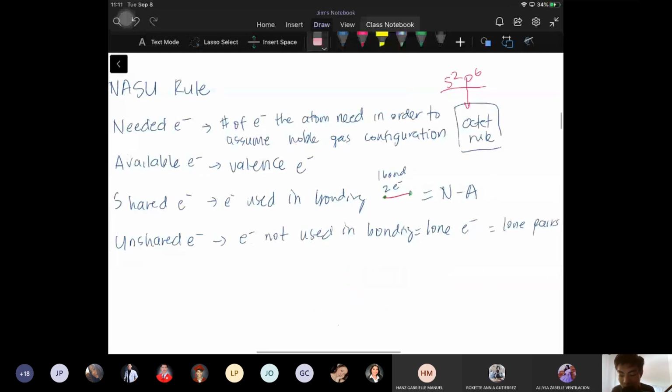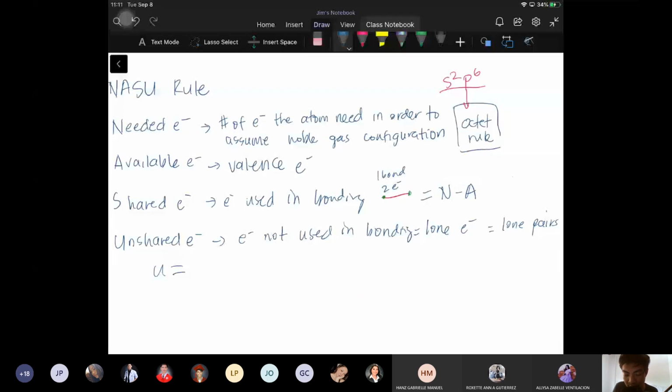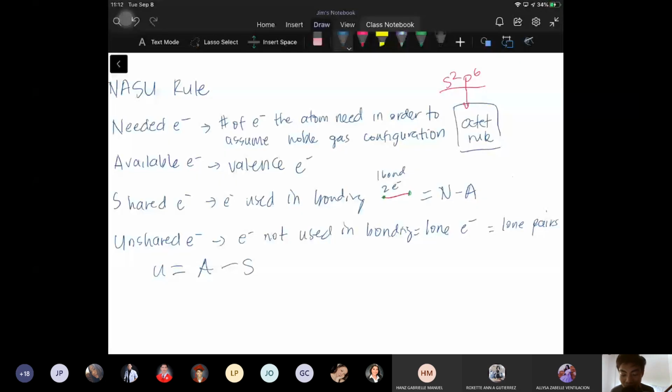So, paano natin malalaman yung dami nila? So, the formula lang for U is, I mean, A minus S. Okay, so you subtract A and S. So, you subtract A minus S, then you will get the unshared electrons. And they can be used as lone pairs. Okay, so yan. Then after that, we're pretty much done with our structure.